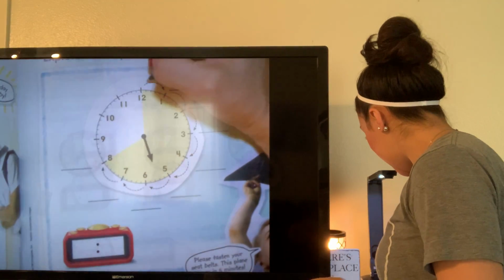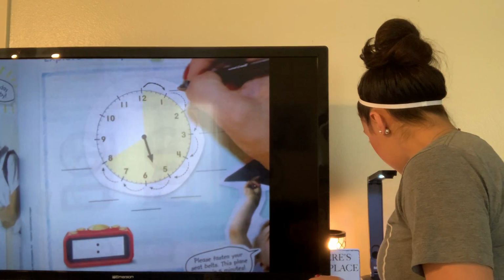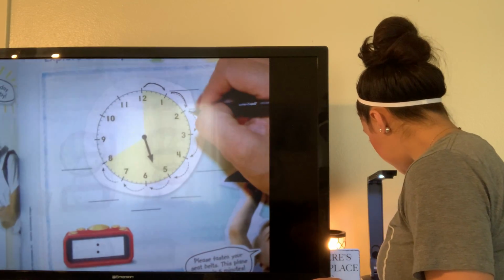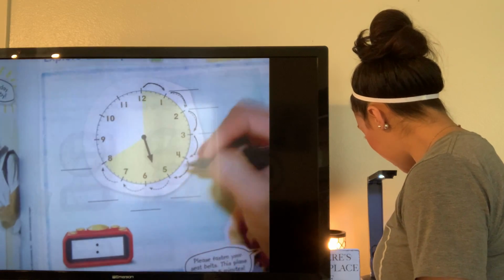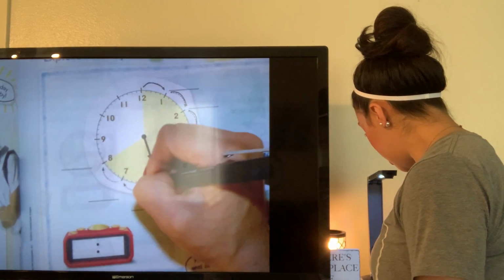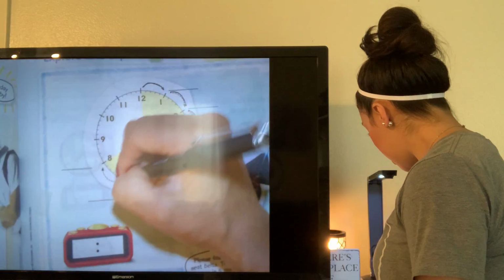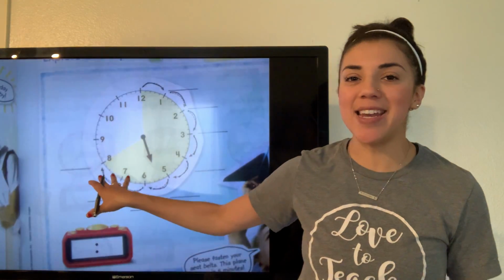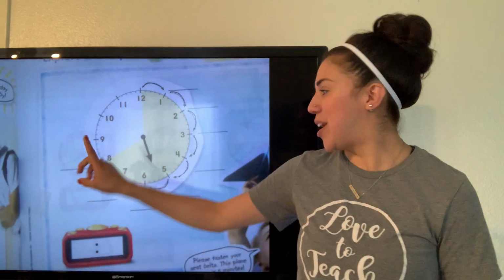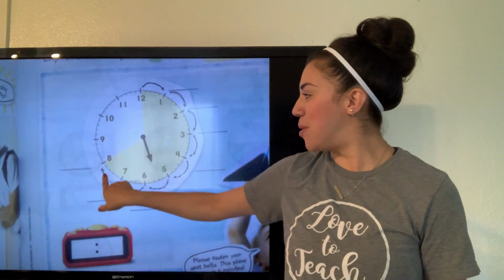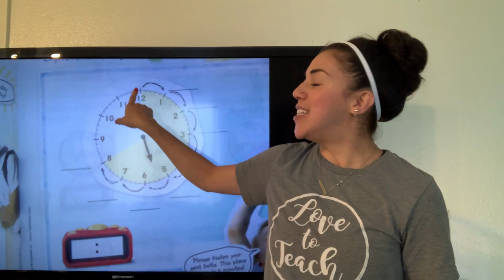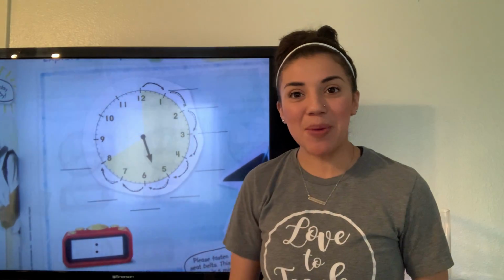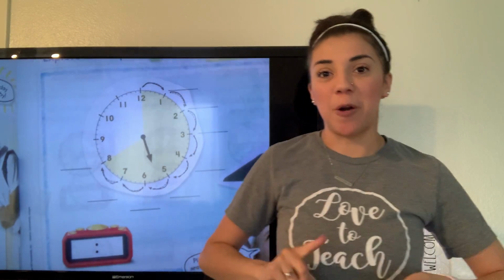So this would be 5, 10, 15, 20, 25, 30, 35, 40. They end it there, but obviously we could keep going all the way around the clock. So it would be 45, 50, 55, 60. And we know that it ends in 60 because there are 60 minutes in 1 hour.